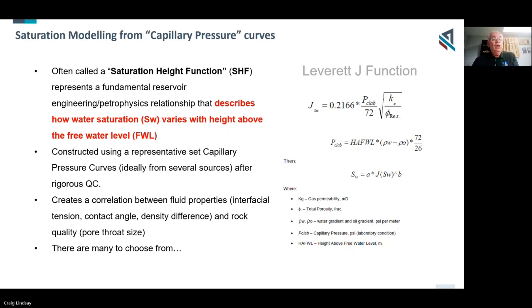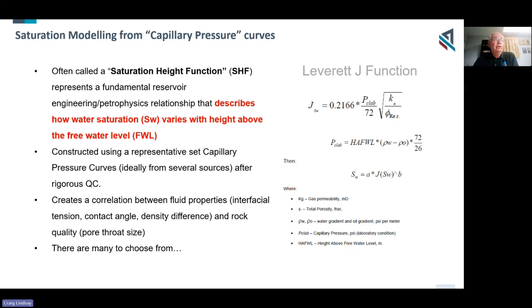And somebody that taught me about core analysis many years ago described the saturation height function as a stack of capillary pressure curves. But at that time, I didn't know what a capillary pressure curve was, so it wasn't very helpful, but I think he meant well. I've always remembered it.